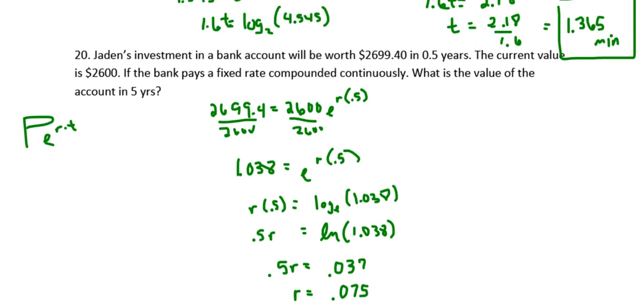And then you figure that all out, and you're still not done. All we did is figure out our rate, 7.5%. What's it worth in 5 years? So we started with 2,600. Compounded continuously, so P e to the rate, now we know, is 0.075 times t, which is 5 years.